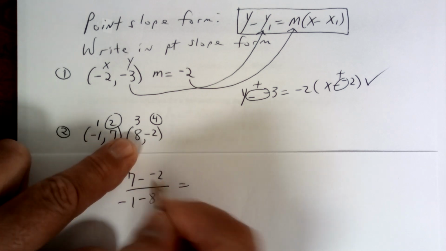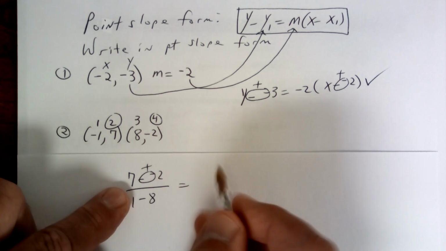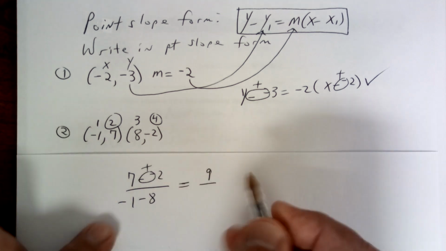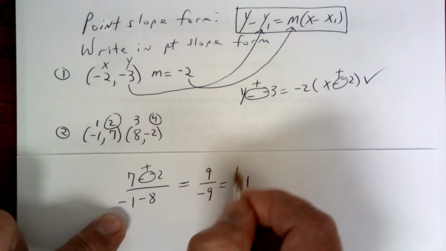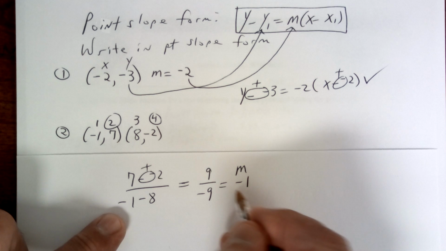This becomes a plus 7, 8, 9. And then this becomes a negative 9. So that becomes a negative 1. That's your slope. Rise over run.